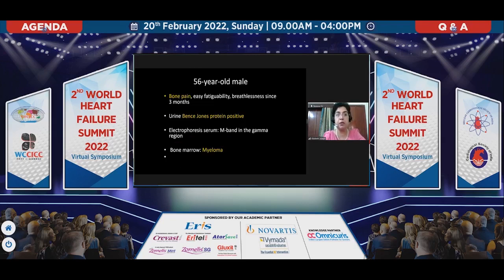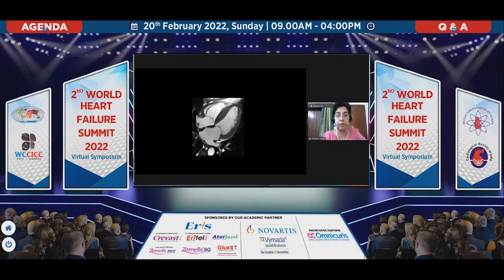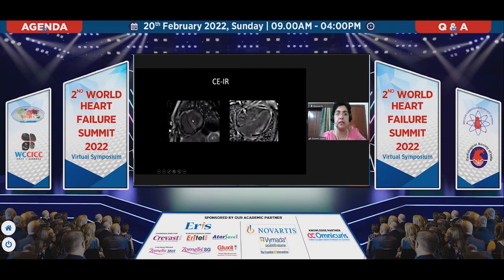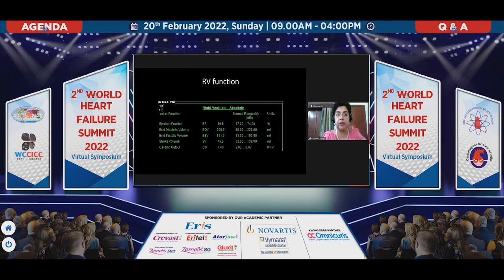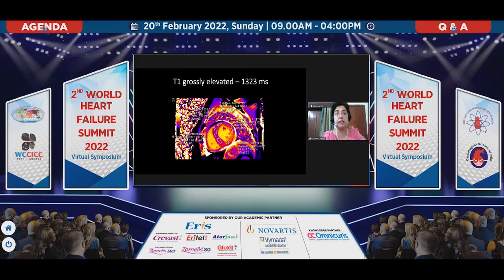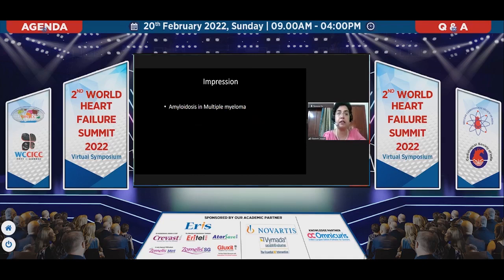We move on to a patient who presented with bone pain and Bence-Jones protein was positive. Patient was diagnosed to have multiple myeloma and showed all features of amyloid deposition. So the wall thickness in the LV was increased. The interatrial septum also shows increased wall thickness. There is a diffuse global enhancement of the myocardium, which is very typical of amyloid. LV function was reduced, RV function was reduced. The T1 map was grossly elevated, and this is extremely characteristic of amyloid.